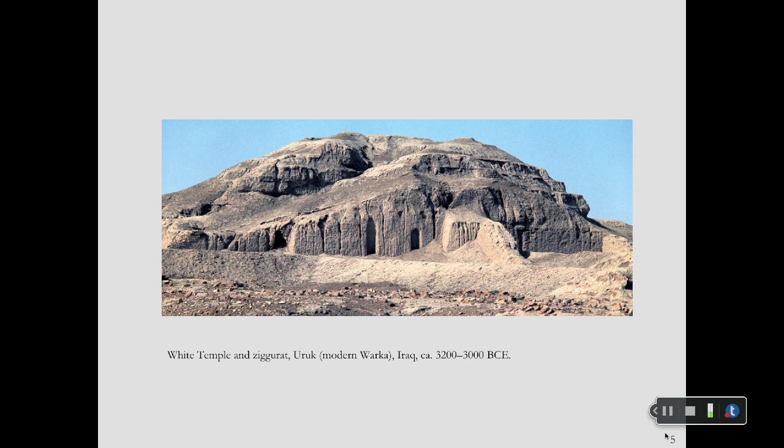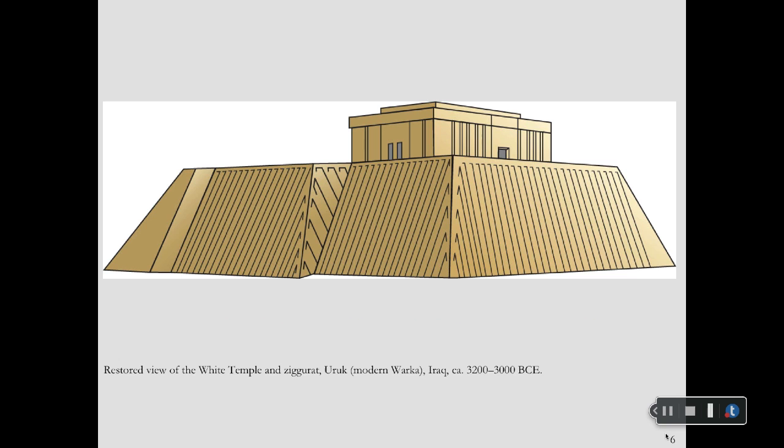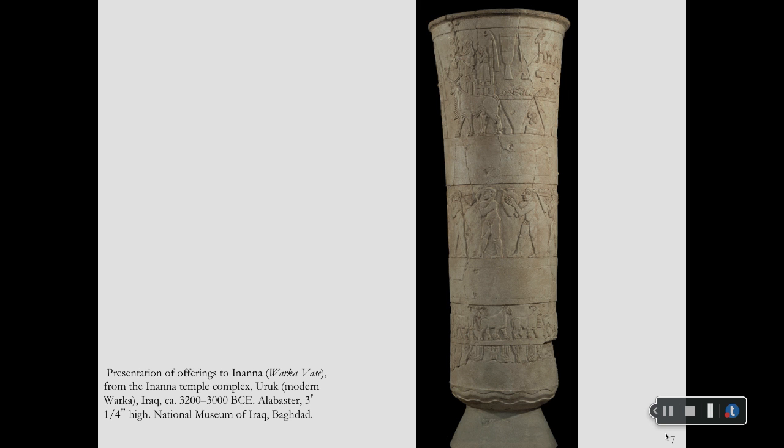The White Temple and Ziggurat at Uruk, or modern Warka, in Iraq. Restored view of the White Temple and Ziggurat. This 3-foot-tall alabaster offering vase is believed to be dedicated to Inanna and has incised relief showing offerings being brought to her.